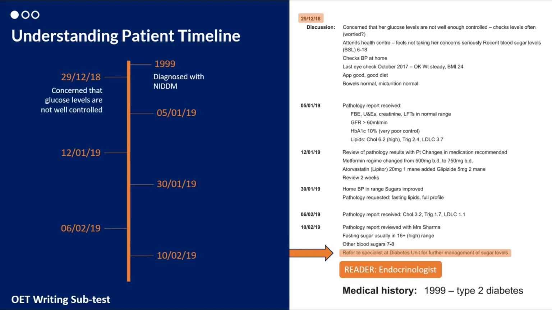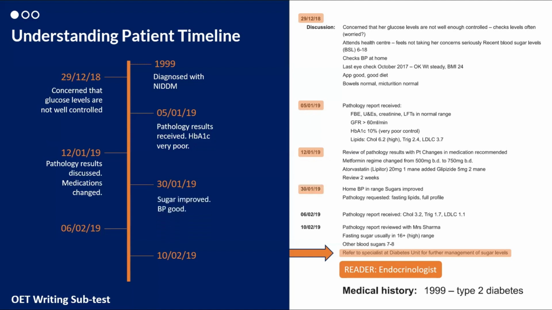From here, we can see that in December 2018, the patient was worried about her glucose levels. And then in January 2019, we received the result of the pathology, which shows that HbA1c is very poor. And this was discussed to the patient a week later. And the decision was made to make changes to her medications. By the end of the month, we can see that medications are working. Her sugar has improved and her BP is in range.